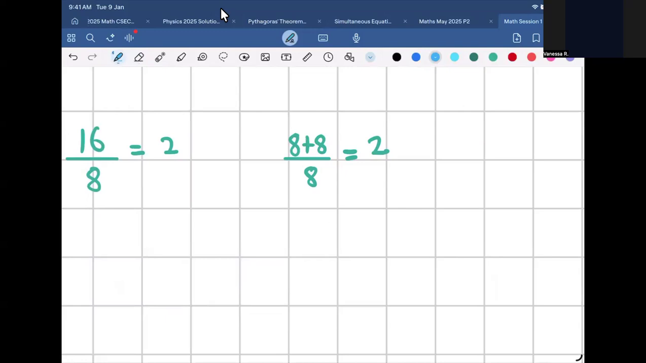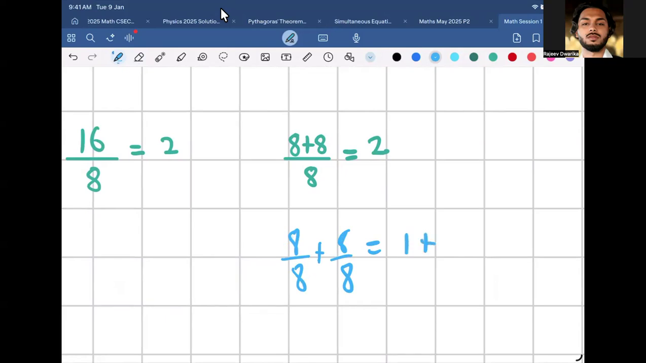Okay, I just realized it. And in doing this, did I break any laws of maths? No. What is 8 over 8? A whole, right? Or 1. So 8 divided by 8 is 1. So 1 plus what? 8 divided by 8 is 1. What are we getting? 2. Did we break any laws of maths? No. But will I be breaking laws of maths if I do this?